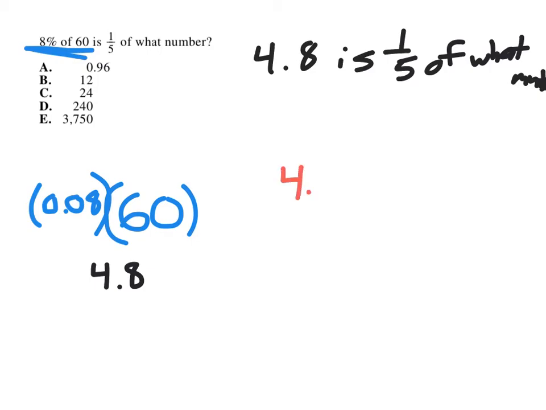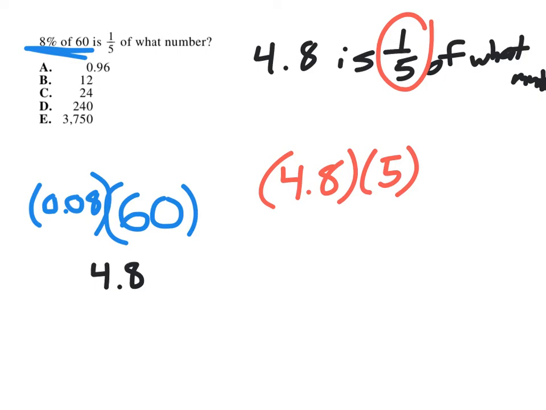Well, I could multiply 4.8 by 5 because I've divided the original number into 5 pieces. It's 1/5. So I take 4.8 and multiply it by 5, and that would give me 24. So 4.8 times 5 is 24. So the correct answer here would be C, which is 24.